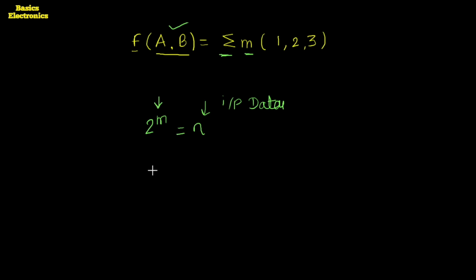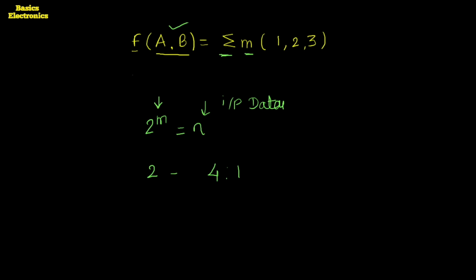So only two input variables are there. It means the multiplexer we require is the 4:1 line multiplexer.